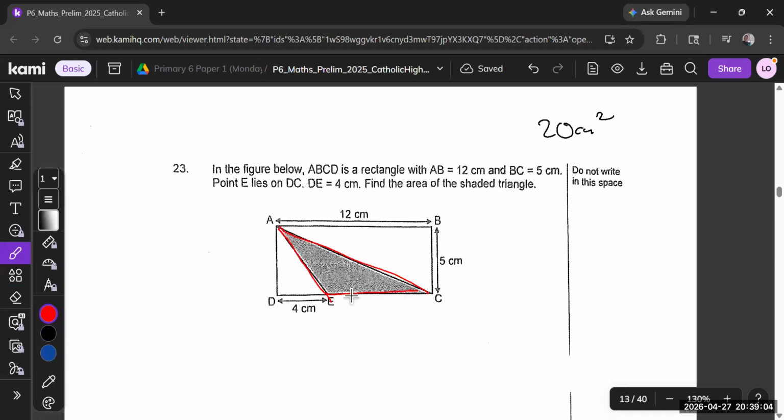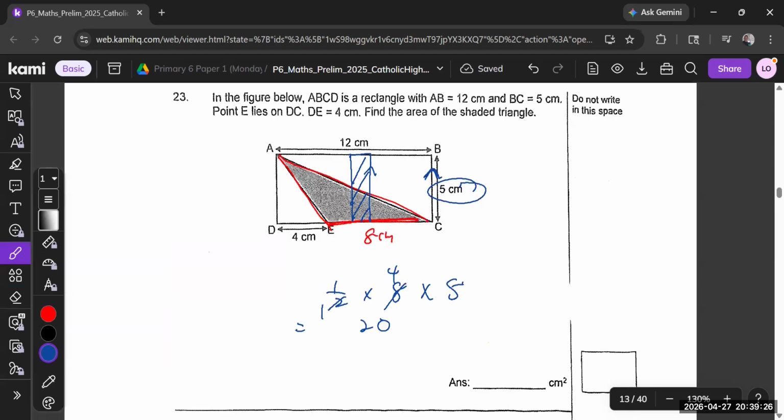What's the base? The base is usually horizontal. What's the height? Take a ruler and put the ruler on the base. Is there any line that's parallel with the ruler? Yeah. So that's the height. So half times base times height. Okay? Cancel 2, cancel 8, 4 times 5, 20. And that's how you get 20 cm square.